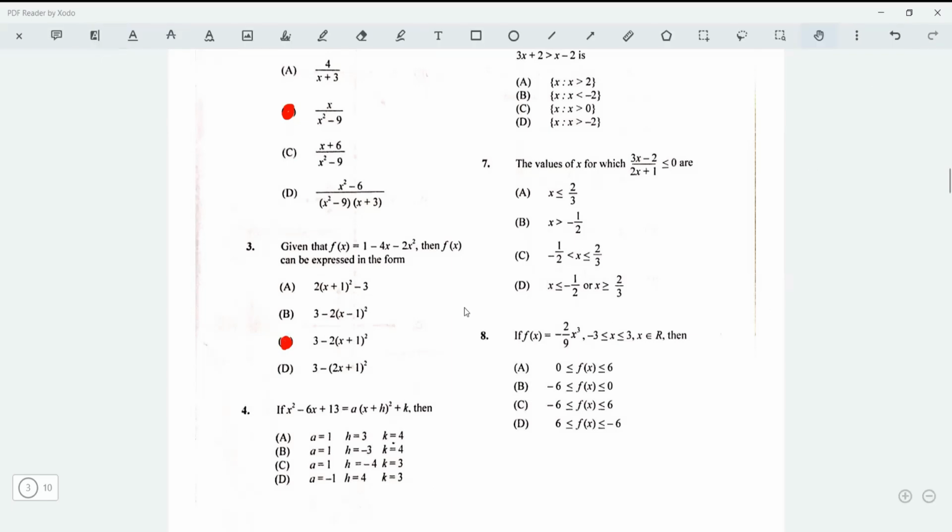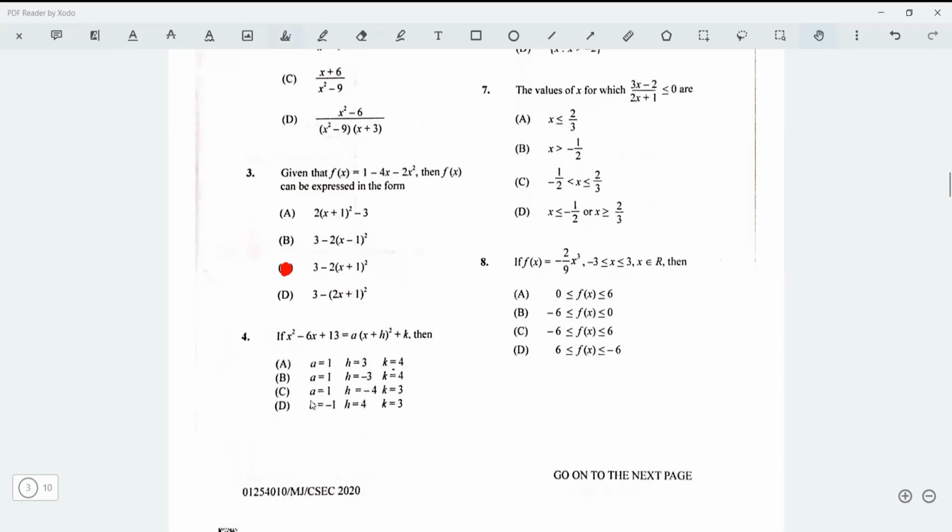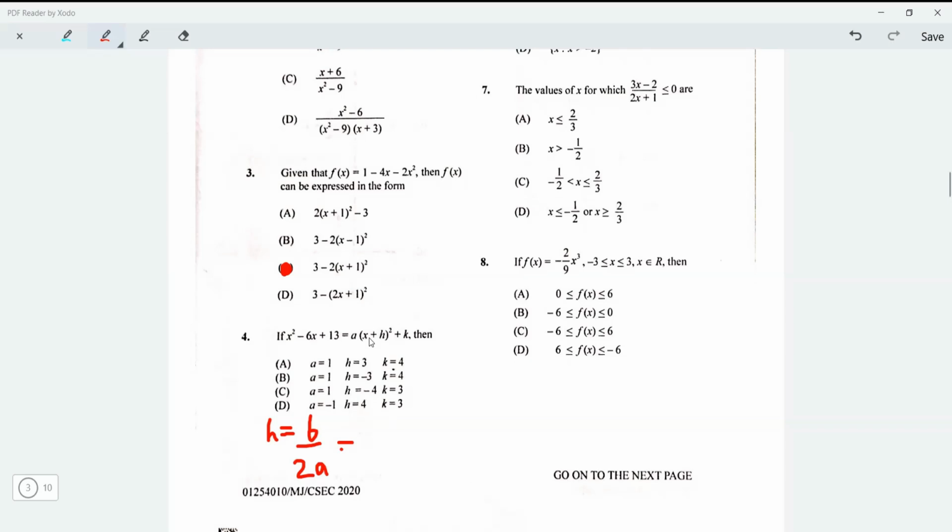Nice. Now this question says, if x squared minus 6x plus 13 is this, then we need to find a, h, and k. Always remember the formula that h is b over 2a, right? H is b over 2a. We already know that a is positive 1, which is the coefficient of x squared. So b over 2a is h, which is going to be, let's see, b is negative 6 over 2. Negative 6 over 2 is negative 3. There's only one answer with negative 3, which is right here.